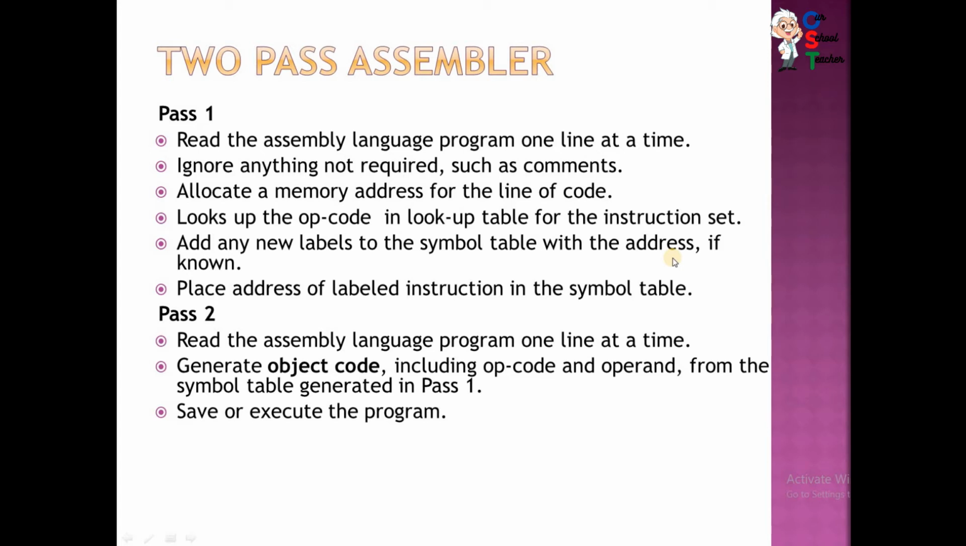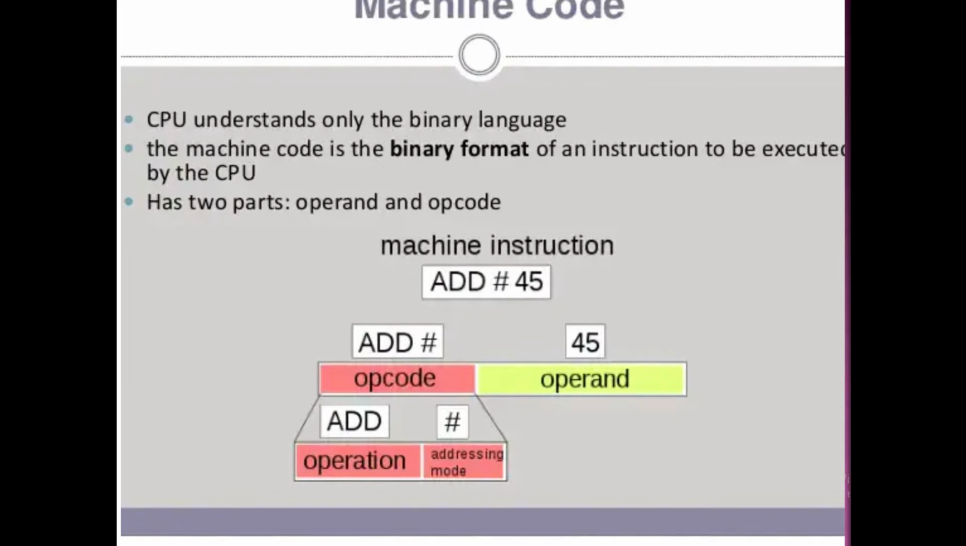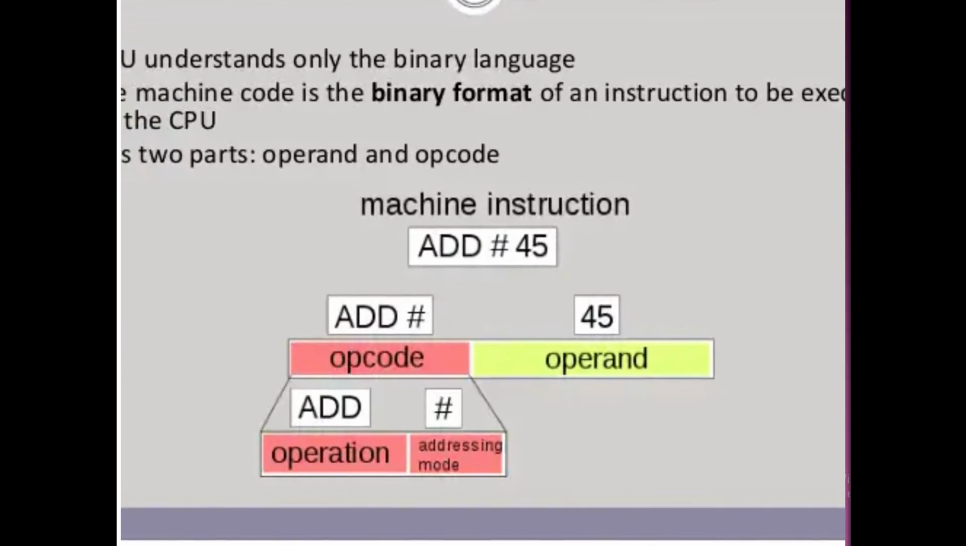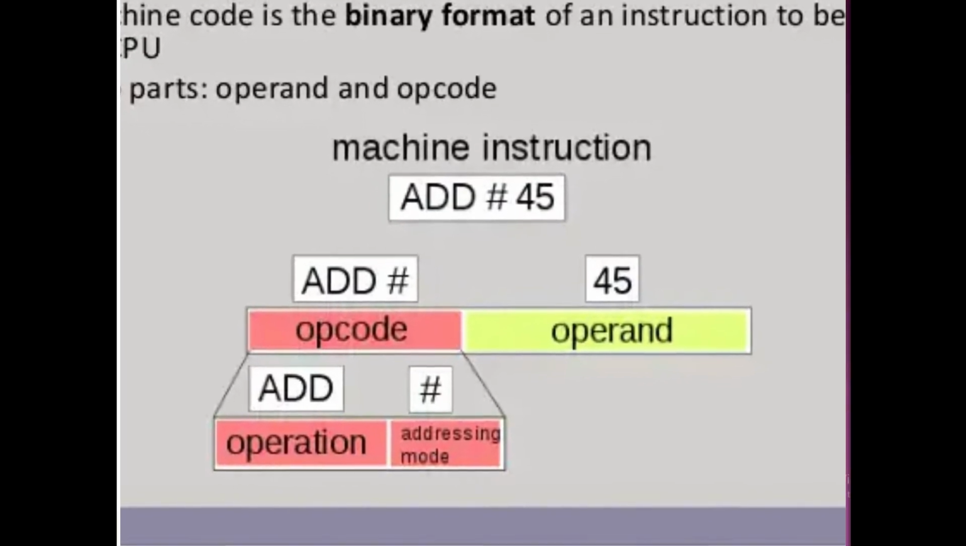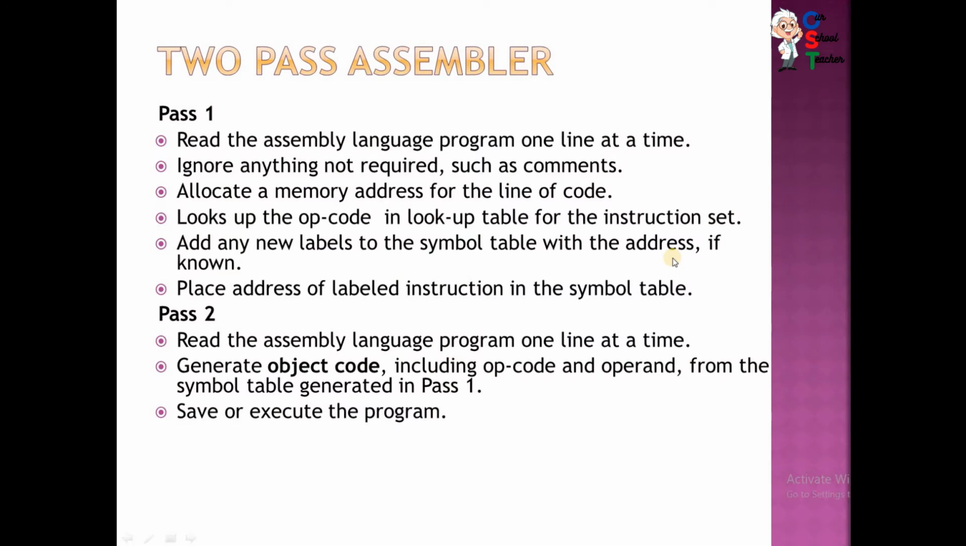This is how the first pass is executed. Then in the second pass, it reads the assembly language program line by line again. Then it generates object code. Object code means machine codes, including opcode and operand. You know that a machine language instruction is divided into two parts, opcode and operand. Opcode is the action and operand is the data, or it might be an address, on which the action is to be performed, and it takes it from the symbol table if there is one from pass one. And this is how object codes are generated. Then the program is saved or executed.